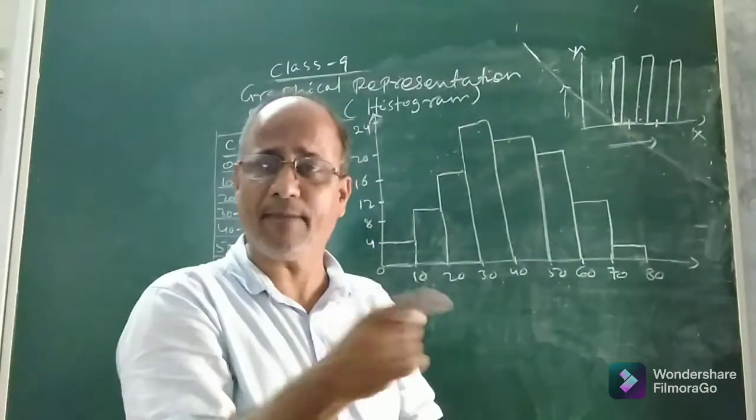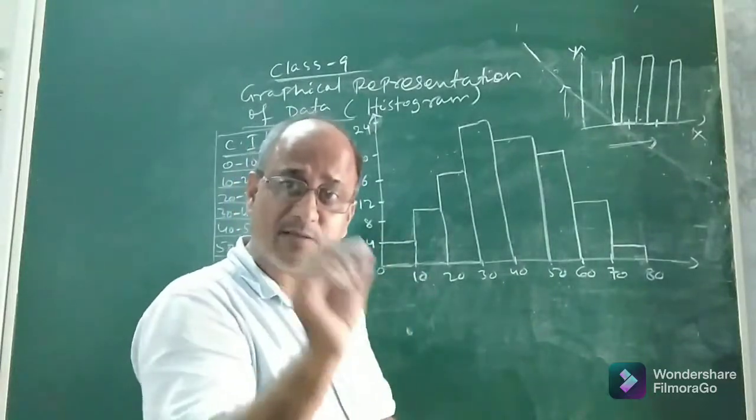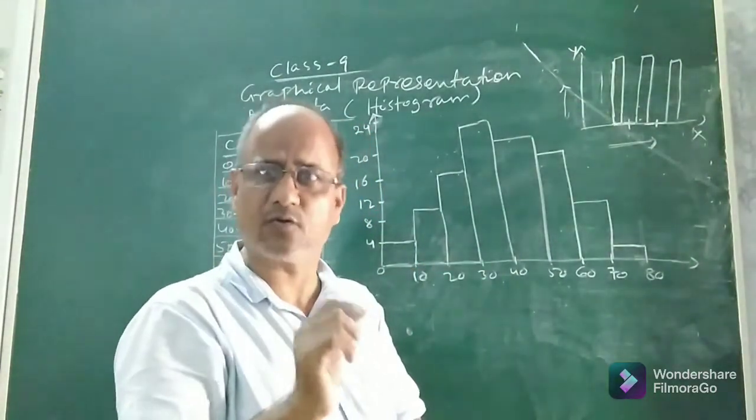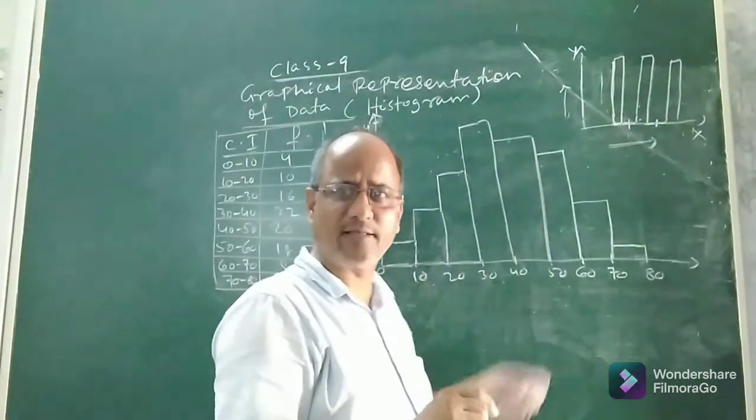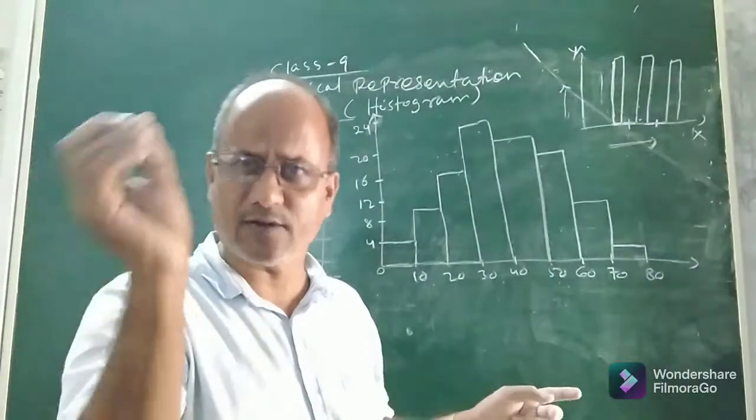And the width is same, but the width of each bar is same. But in a histogram, the width of each bar or rectangle is same, but there is no gap or space between the bars. Okay, so that is why this figure is known as a histogram. So I hope you understood, got some idea. It was there in class 8.